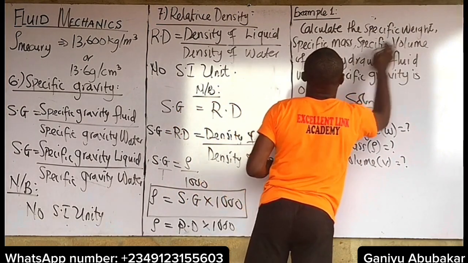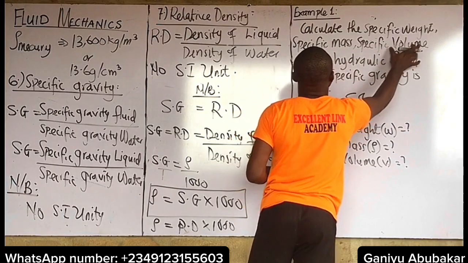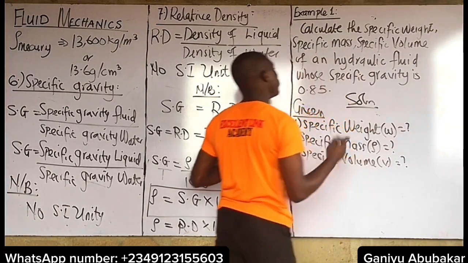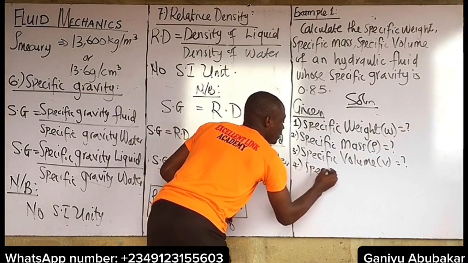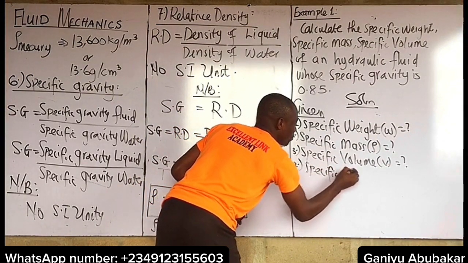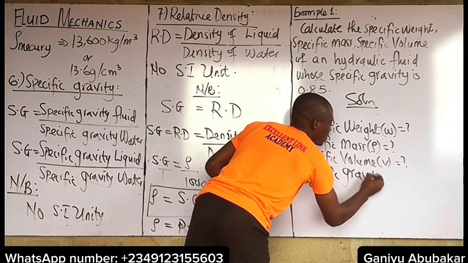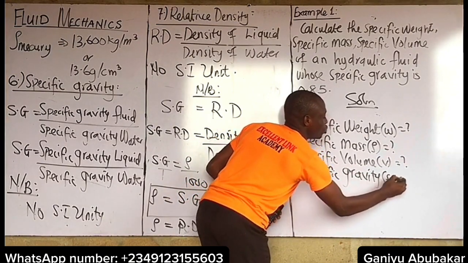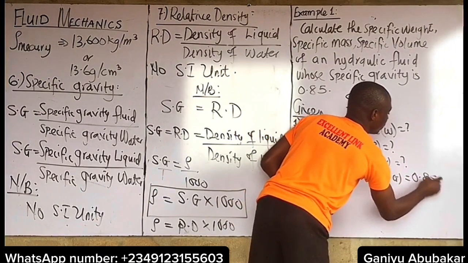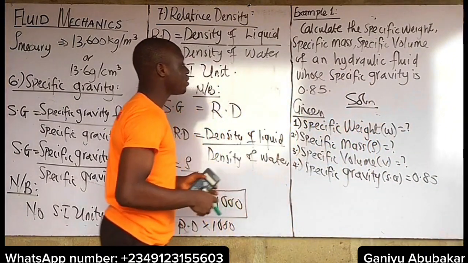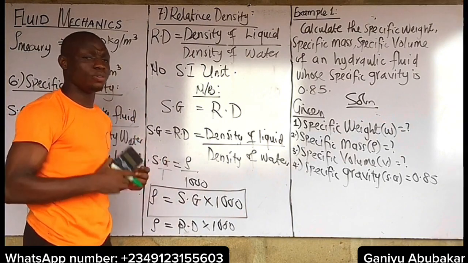Calculate the specific weight, specific mass, and specific volume of a hydraulic fluid whose specific gravity, number 4 there, specific gravity, that's Sg, is 0.85. Alright, let's get this done.